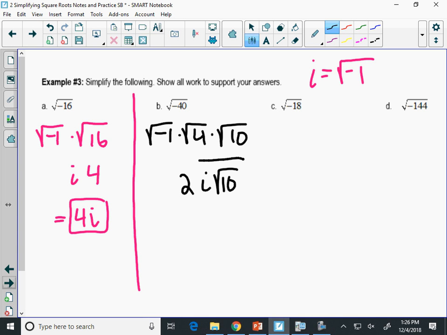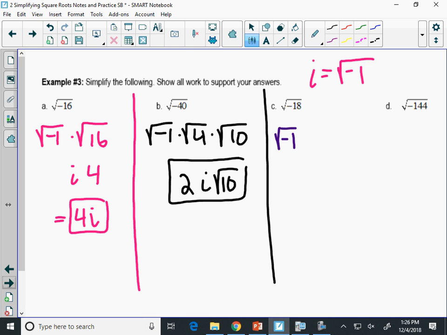What about negative 18? I start by pulling out the square root of negative 1. What's the perfect square that goes into 18? 9. So I have radical 9 times radical 2. How do you think this is going to simplify? 3i radical 2. Yeah, that's it. You seeing this okay so far?